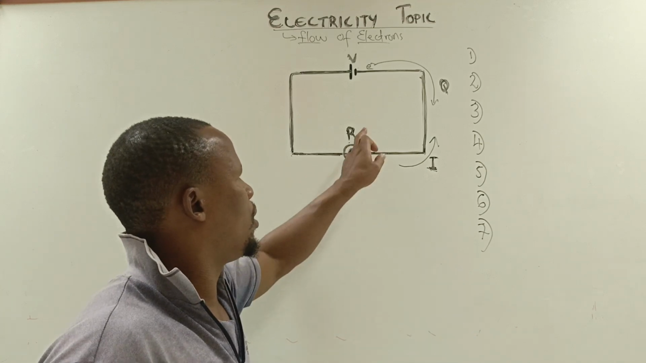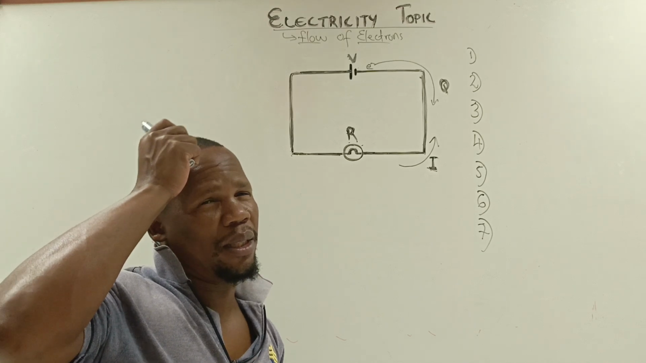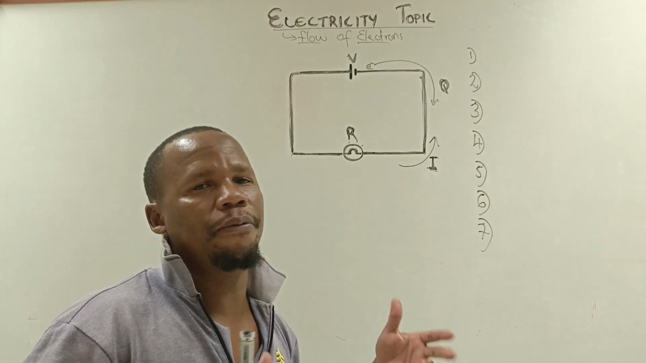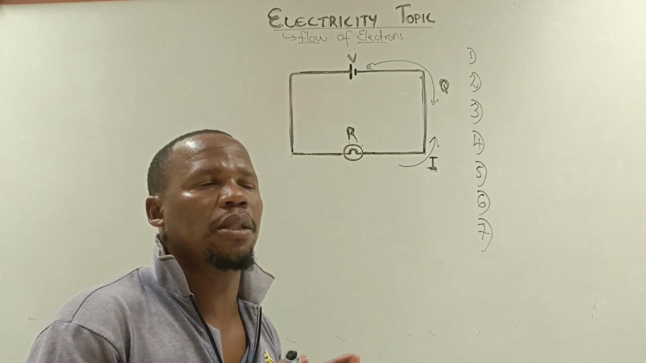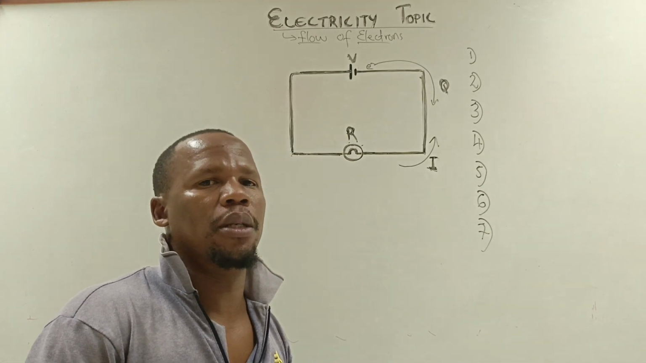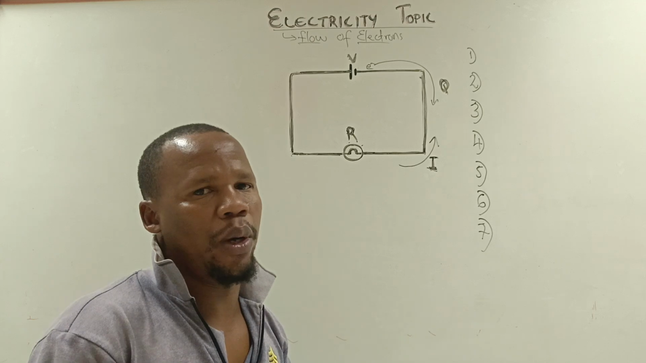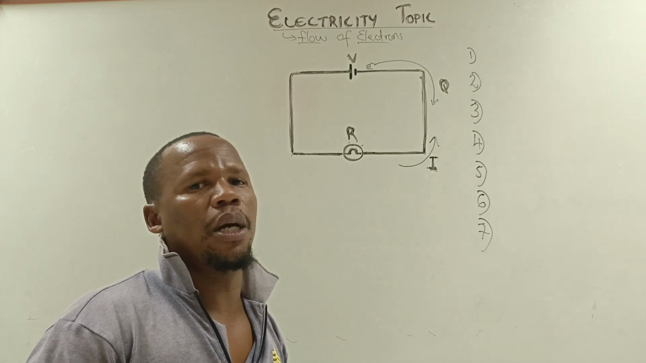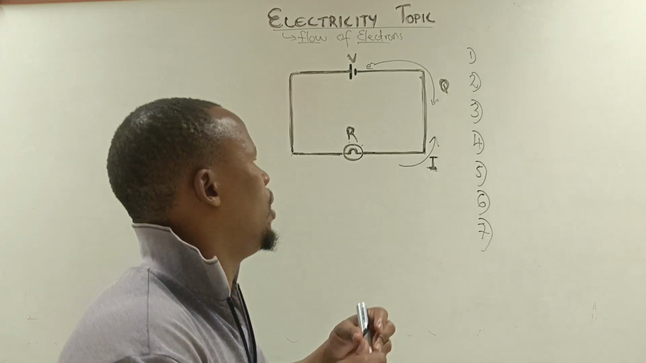Now resistance again. Resistance inhibits flow of electrons. The higher the resistance, the lower the population of electrons flowing in the circuit, and hence the lower the current.